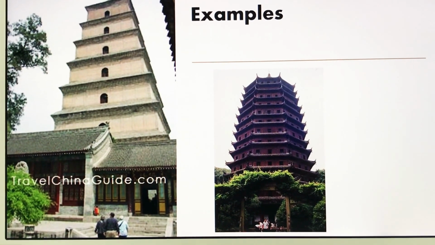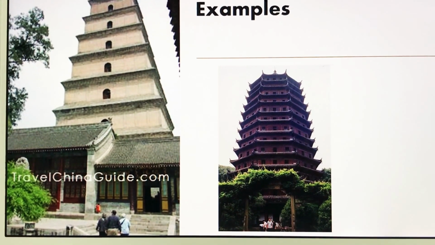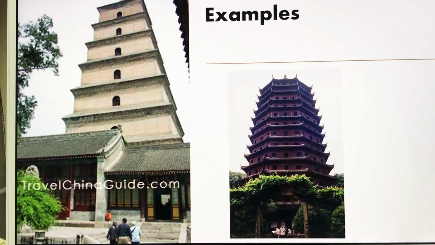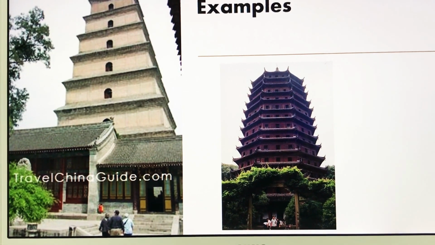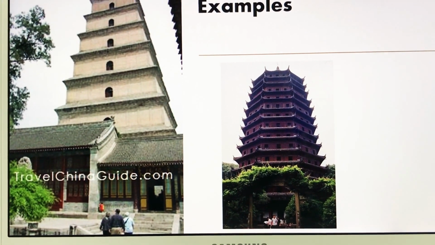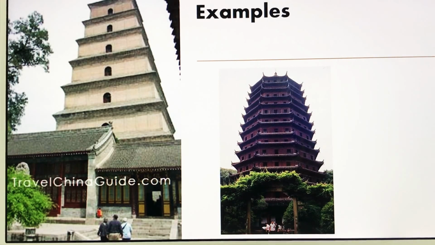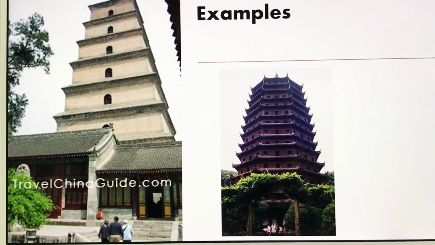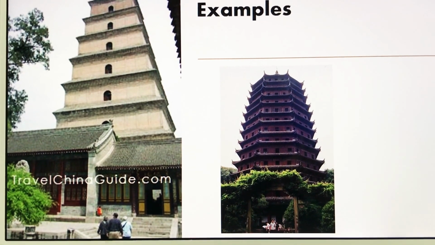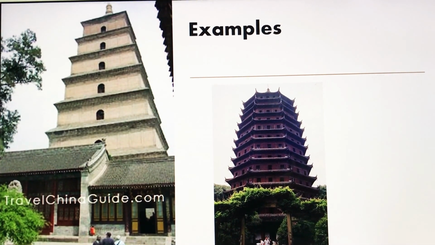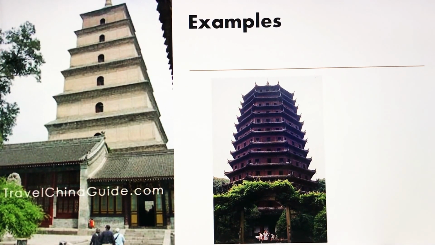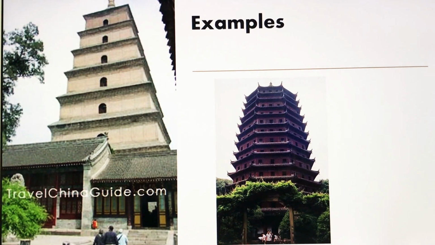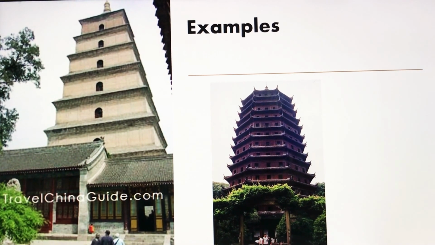You probably see the temple on the left. That is called the Giant Wild Goose Pagoda in Xi'an province. And the one on the right is located in Hangzhou. I don't know what it's called. It might be the Leifeng pagoda or something. Did you see the structure, and you see the people down on the ground? You see the scale, the ratio, right? It's a really huge temple.